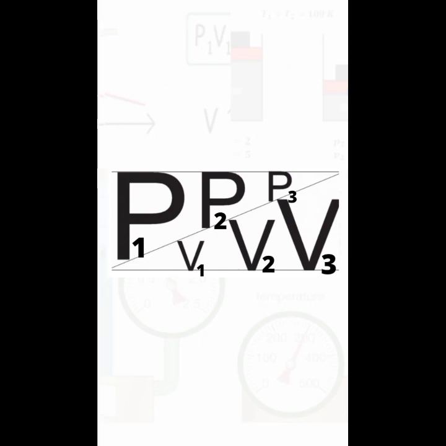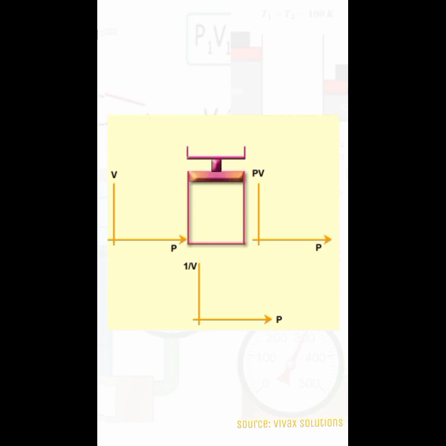For the pictorial representation of Boyle's law, as can be seen, as pressure decreases from P1 to P3, volume increases from V1 to V3. This is an inverse relationship as we have it in Boyle's law. From the diagram and graphs on your screen, you can see that as pressure increases, volume decreases, and as volume increases, pressure decreases.